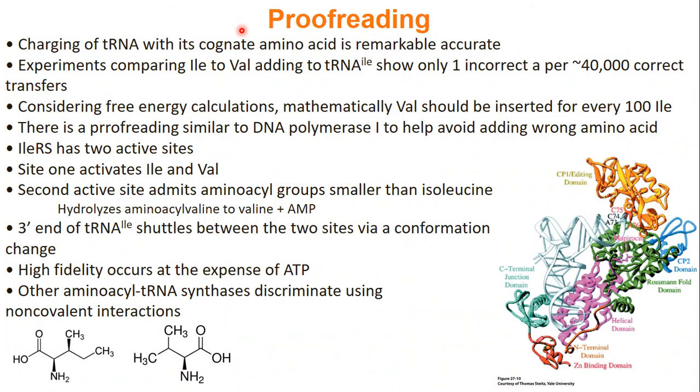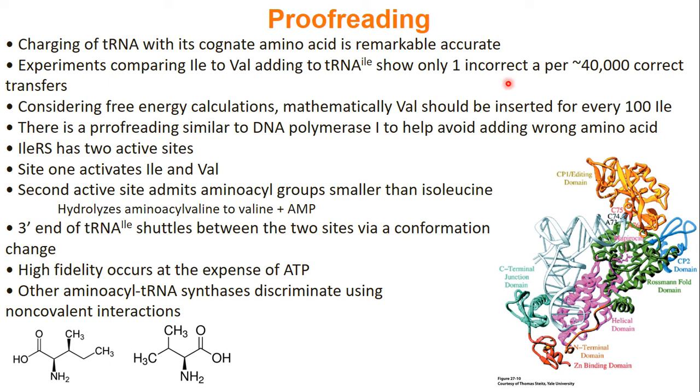In this video, we're going to look at proofreading of tRNA and how tRNA interacts with its codons. Now, the loading of the tRNA with its amino acid is very accurate. For example, if you compare isoleucine to valine and adding the correct amino acid to tRNA isoleucine, you only get it wrong once every 40,000 transfers, which is really amazing when you look at the two amino acids, and the only difference is an extra CH2 group in isoleucine.